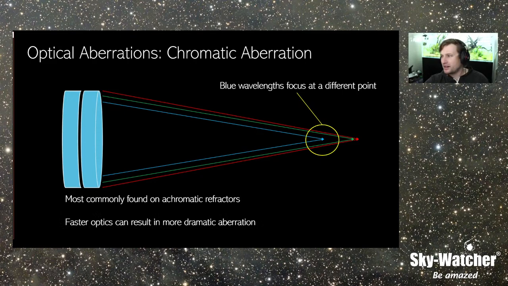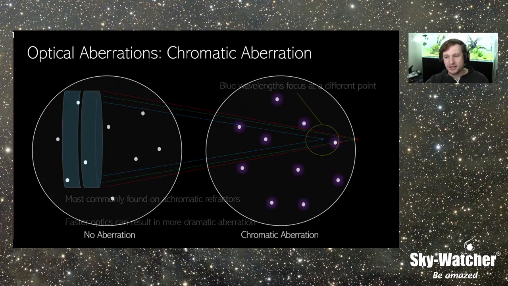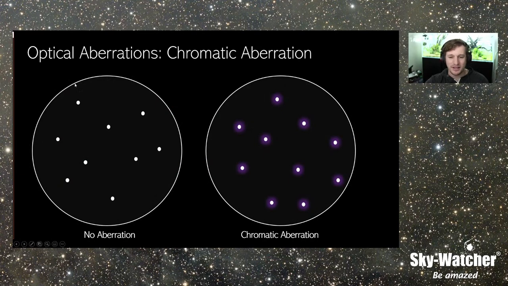Now, did I have a duplicate? I did have a duplicate side. Here's kind of how that looks. So obviously you have no aberration, nice clean stars, and then you'd have chromatic aberration, particularly on brighter objects, where you're going to have that blue or purple fringing. So that can come up.